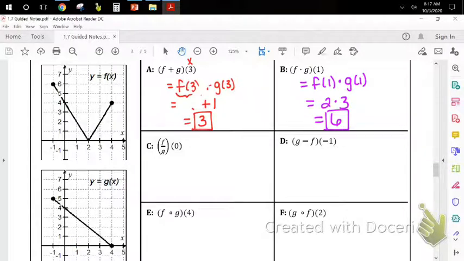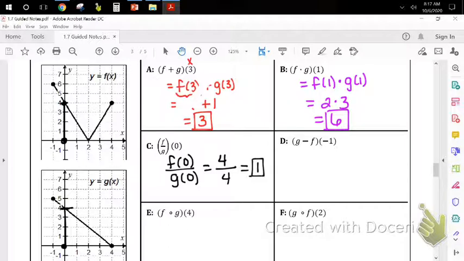C says f divided by g of 0. So we're going to take f of 0 and we're going to divide it by g of 0. So let's go to our f graph. When x is 0, what is its y value? The 4. Over g of 0, when x is 0, go to its y value, which is also 4. And so we get 4 divided by 4, which is just 1.